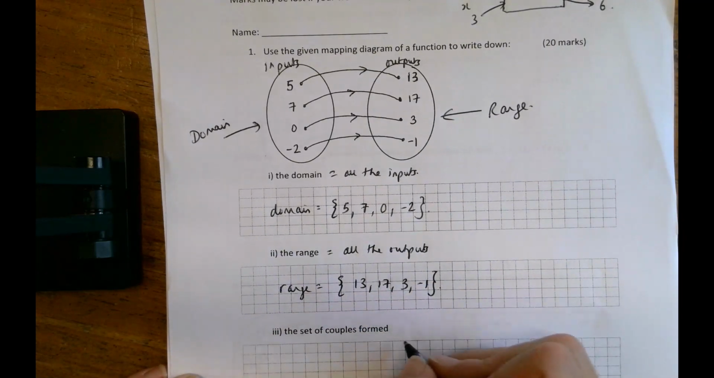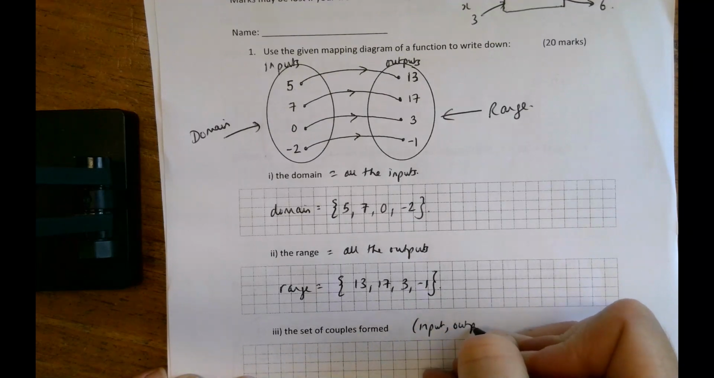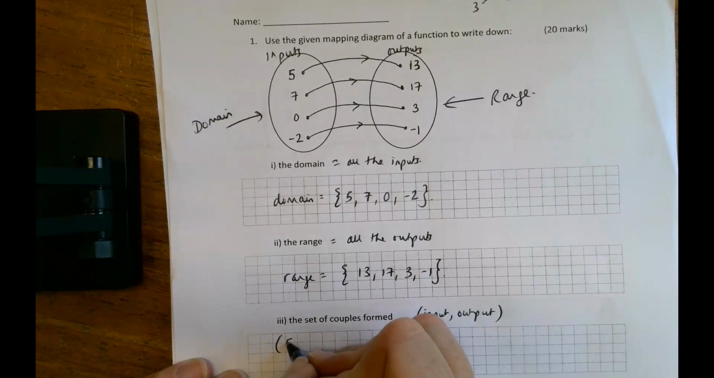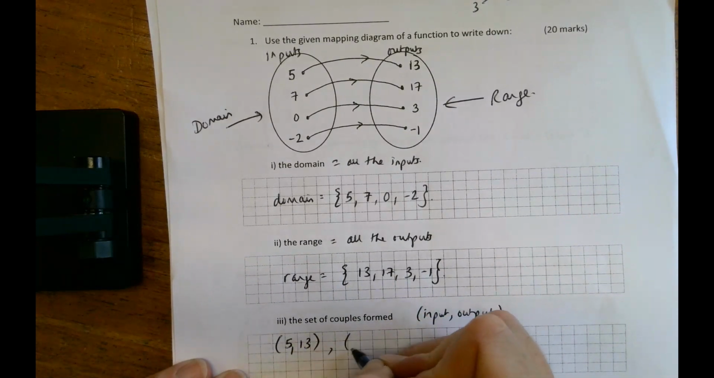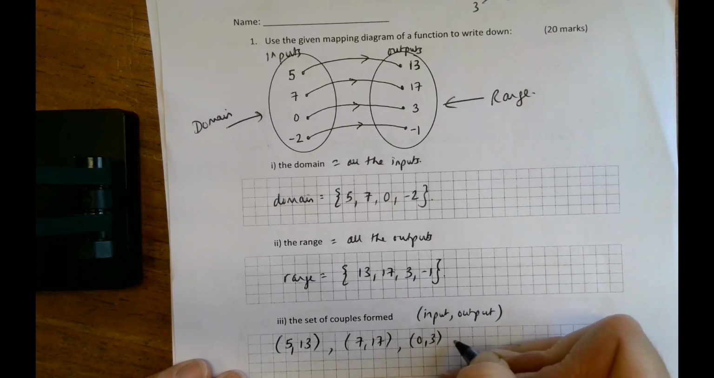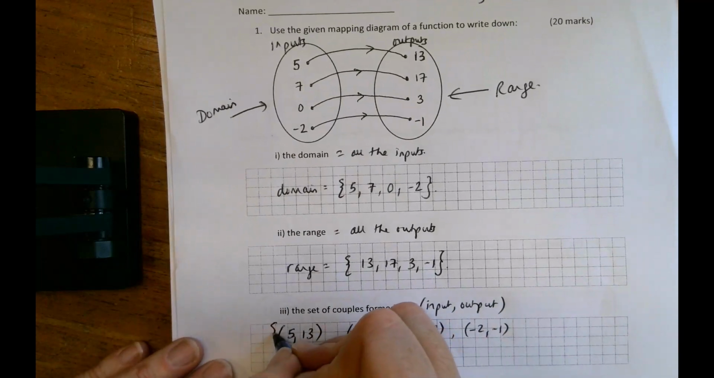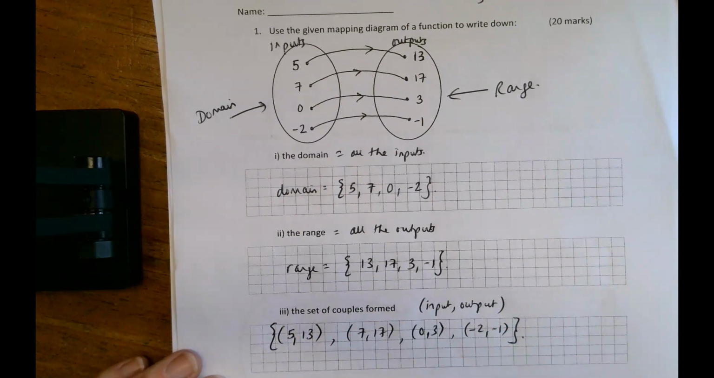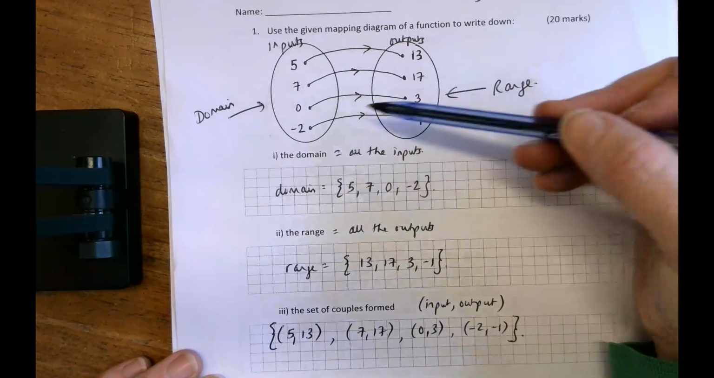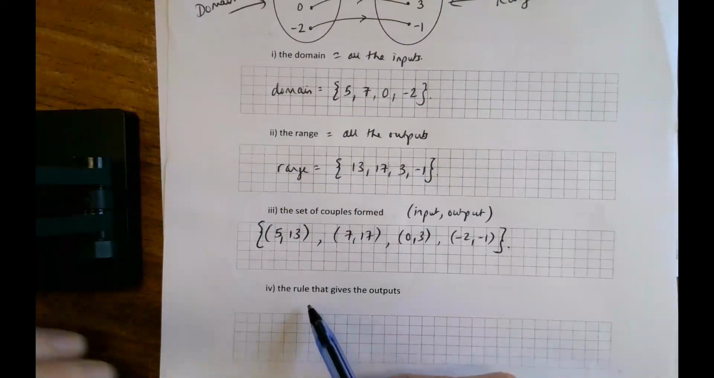The set of couples formed are all the inputs with the output that it goes with it, written like we write coordinates. So (5, 13), (7, 17), (0, 3), and (-2, -1). And because it's the set of couples, I'm going to write it as set notation. So (5, 13), there's 5 and 13, (7, 17), (0, 3), and (-2, -1). Okay?